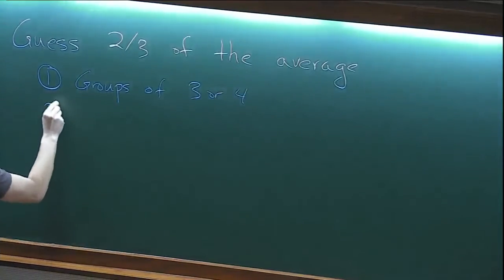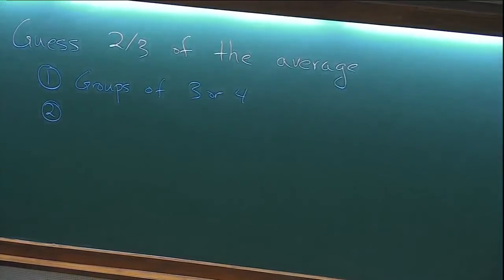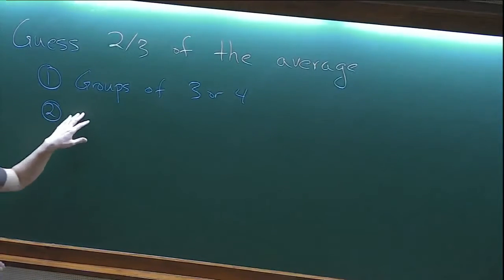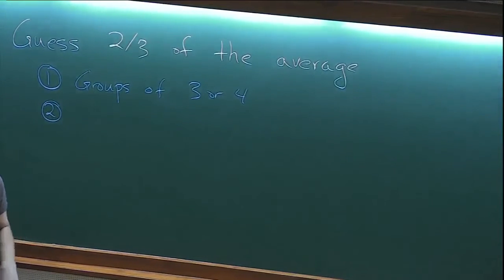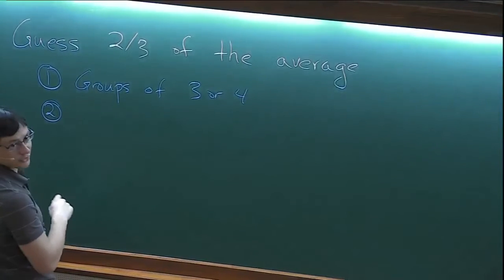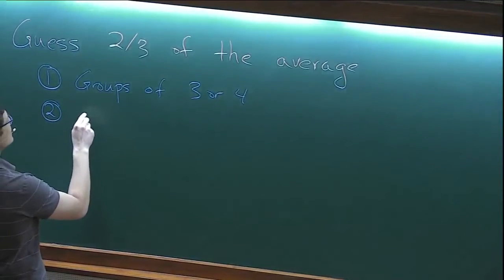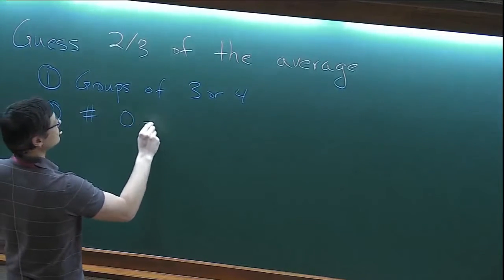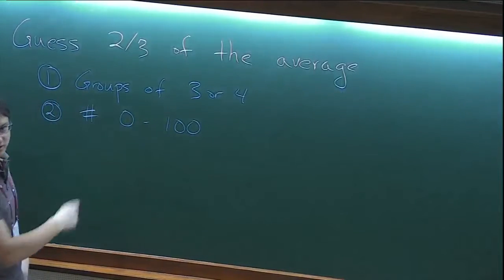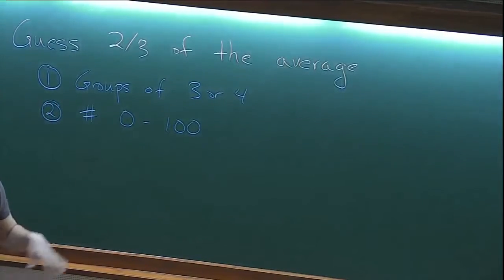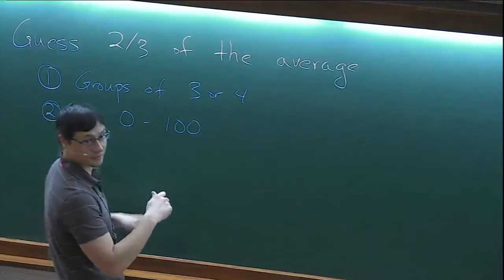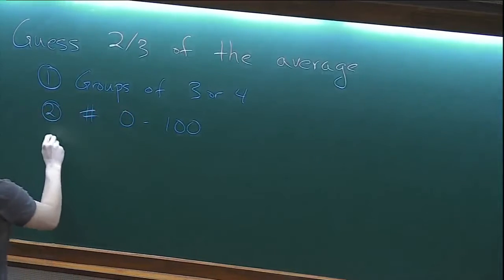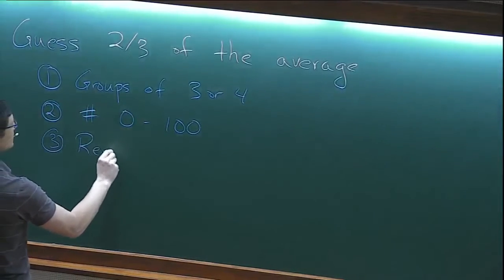Then I want you to spend 30 seconds scoping out your enemy. Look at your opponents and try to figure out what they're going to guess. After 30 seconds, you're going to write down a number between 0 and 100, inclusive. It could be a fraction, but I recommend going with an integer just for ease of calculation. You're going to write this privately, and then you will reveal your number to your opponents.